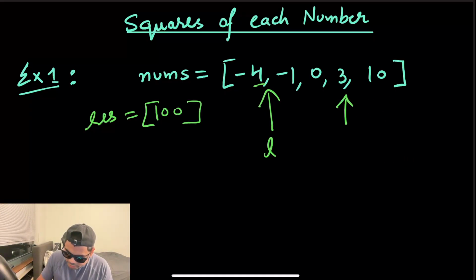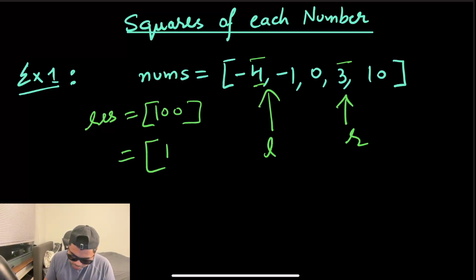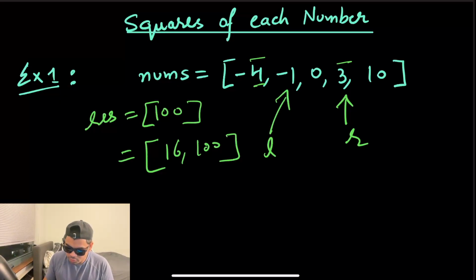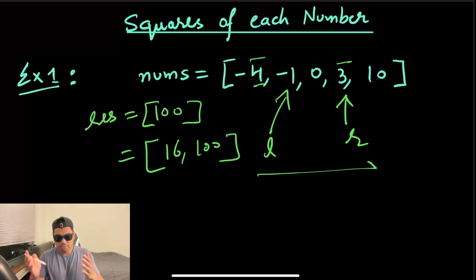So r will be r minus 1, then we compare these two, and 4 is greater. So what will happen is we'll insert it in the beginning of the array, which will now be 16 and 100, and then the left pointer will move l plus 1, over here. We'll keep doing that until l is less than or equal to r.